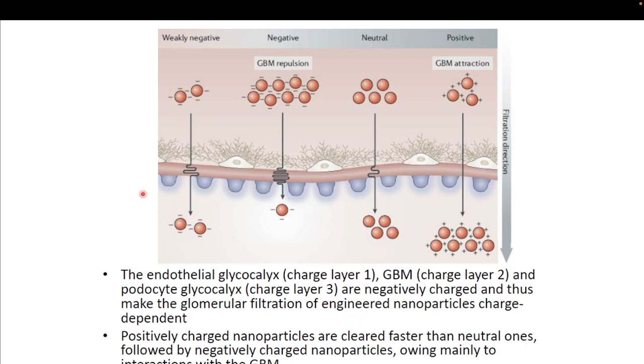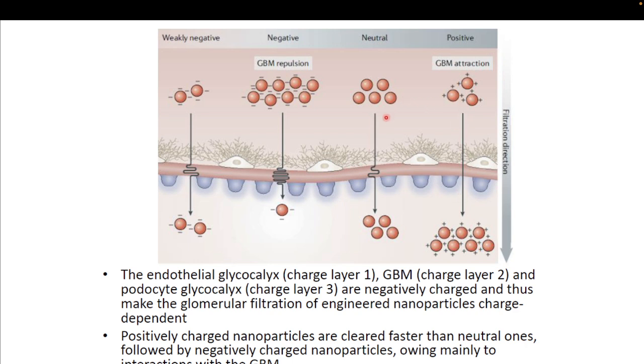Because this GBM is made up of cells, your cells naturally have a negatively charged membrane over them. That is why the GBM layer, the glycocalyx, and the podocyte glycocalyx all are negatively charged. Let's call this a filter: the GBM layer is negatively charged. So what will happen if you have a highly negatively charged particle? It will be repelled by this GBM layer, so it won't be cleared to that great an extent. Instead, if you have a positively charged particle, the GBM is going to attract it because it's negatively charged. That's why positively charged particles will be cleared faster.